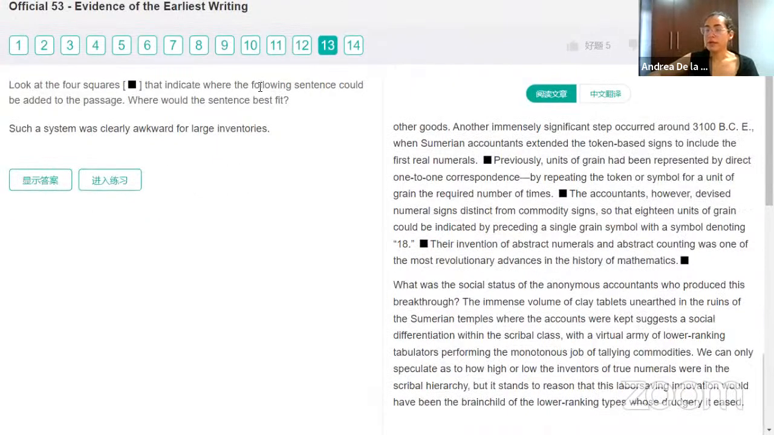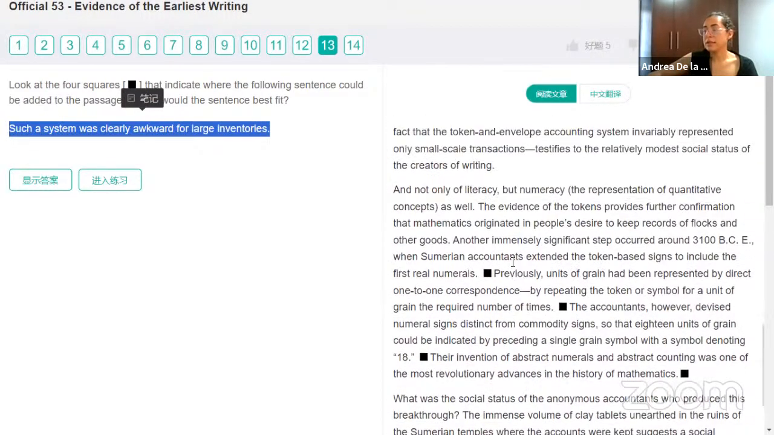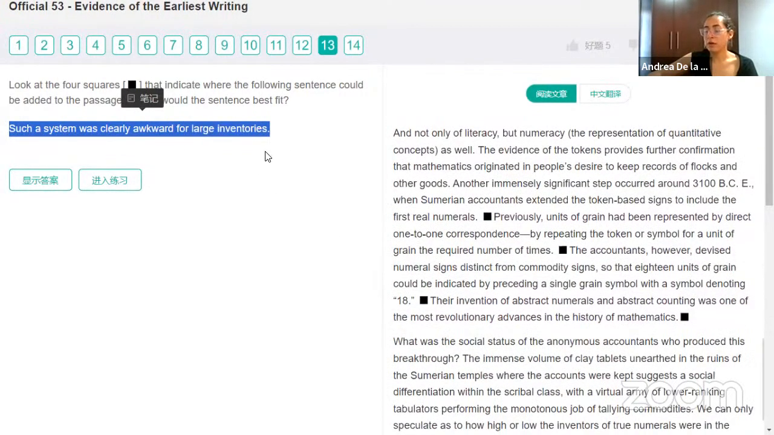Look at the four squares that indicate where the following sentence could be added. Where would this sentence best fit? It says, such a system was clearly awkward for large inventories. Such a system was clearly awkward for large inventories. See? This is A, B, C, and D in order.